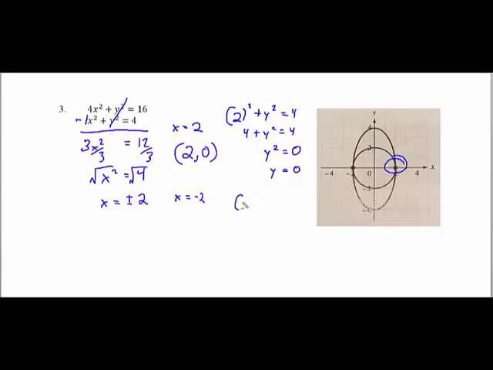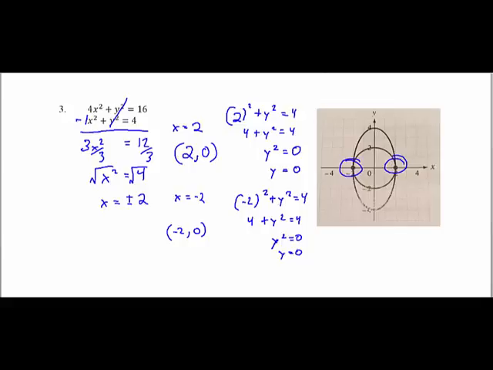Now if I plug in negative 2 quantity squared, it's the same thing. 4 plus y squared equals 4, y squared equals 0, and then y is equal to 0. So there you have the 2 answers, (-2, 0) and (2, 0), and those are my 2 intersections of these nonlinear equations, one being a circle and the other being a parabola.